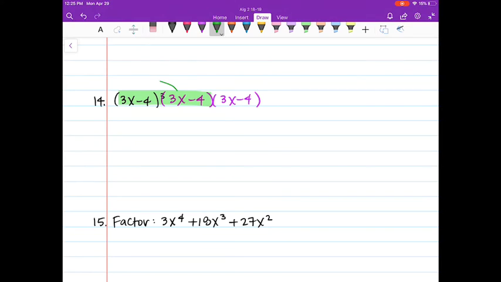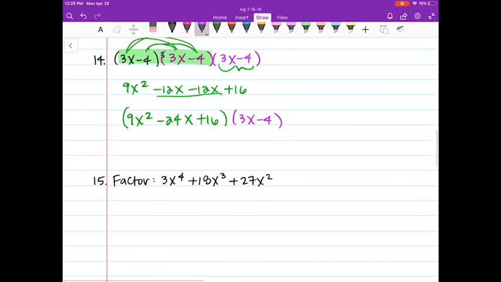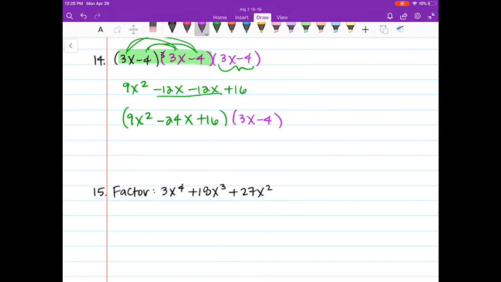So those first two sets of parentheses, 3x times 3x, we have 9x squared, don't forget that, and then minus 12x minus another 12x, and then negative 4 times negative 4, that's a positive 16. Now before we multiply by that last set of parentheses, I'd simplify this guy first. Negative 12x, we have a 9x squared minus 24x plus 16 times 3x minus 4, and we are just going to go ahead and triple distribute.